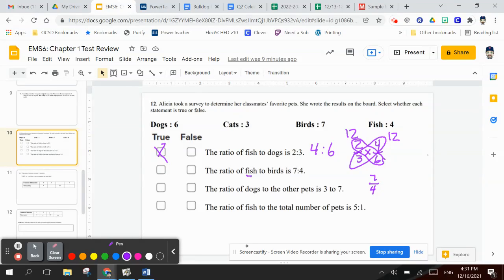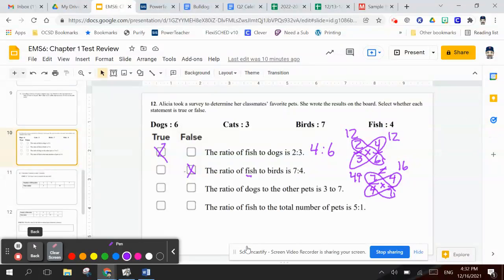Fish, there are 4 fish. And birds, there are 7 birds. Is that the same? So again, I'm going to cross multiply to find out. 4 times 4 is 16. 7 times 7 is 49. So is 49 and 16 the same number? No. So that is false.